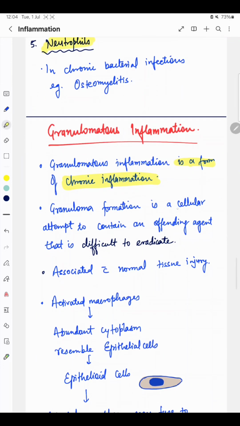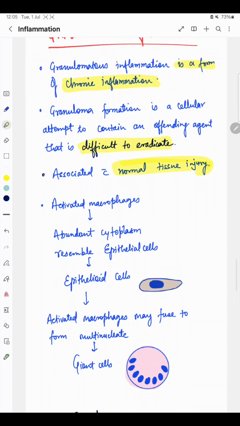Granuloma formation is a cellular attempt to contain an offending agent that is difficult to eradicate, which cannot be eradicated so easily. So it is an attempt to contain that offending agent, like that seen in Mycobacterium tuberculosis, which is difficult to eradicate. Normally, granulomatous inflammation is associated with injury to the adjacent normal tissue.